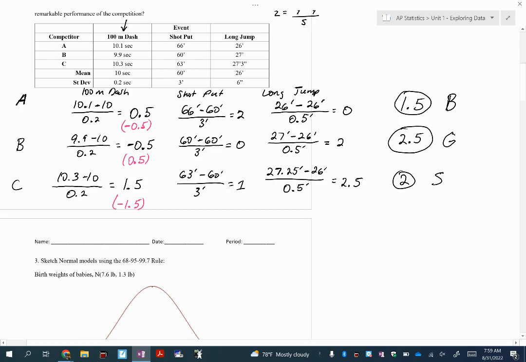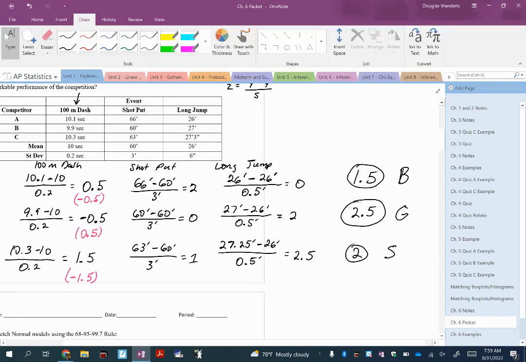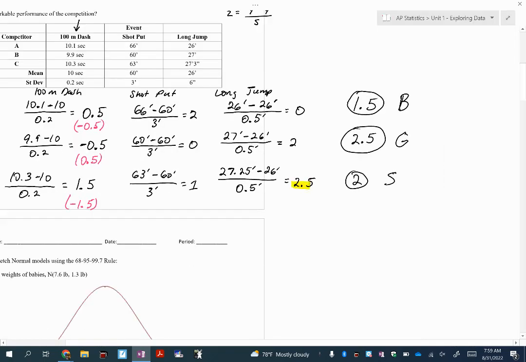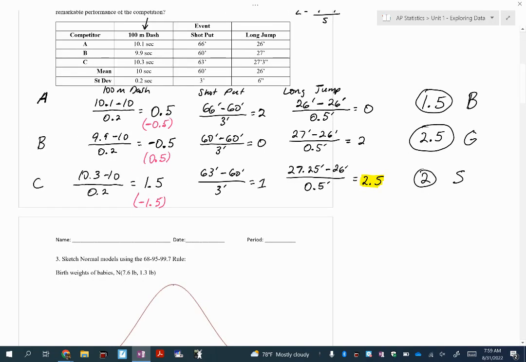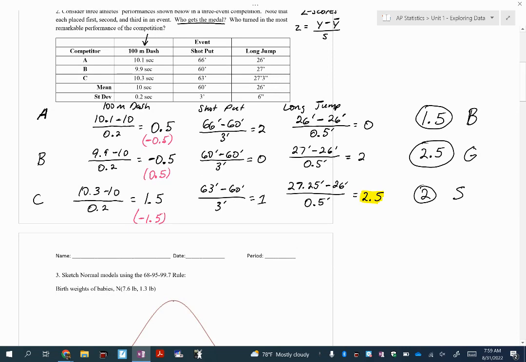So when I look at these options here, I see a couple that are in the 2s, but then I look at this one right here, which had a 2.5, right? That one is the farthest away from 0. So competitor C, their long jump distance was the most remarkable performance of this entire competition. All right. Anyway, we'll get more practice with that. As I said, we're going to focus on number 4 and questions like that in class.